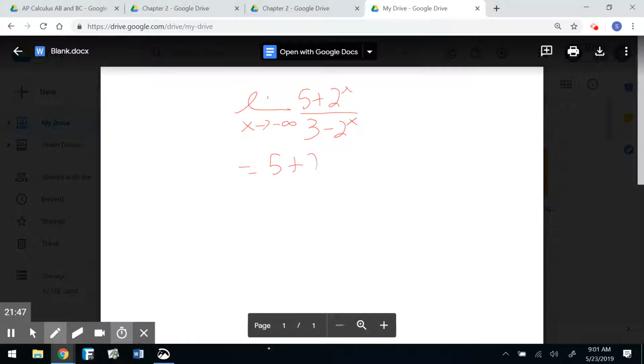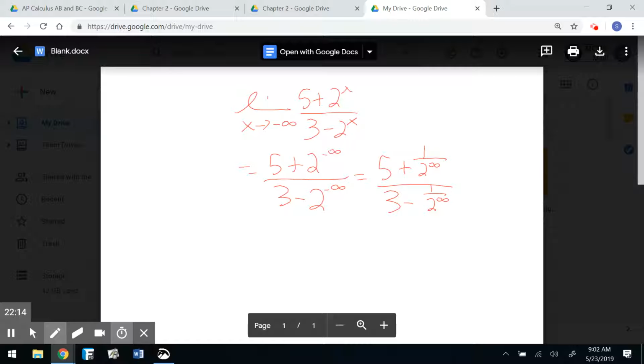5 plus 2 to the negative infinity, over 3 minus 2 to the negative infinity. What? Well, I better do some simplification first, because I don't like negative exponents. Since I don't like negative exponents, I always rewrite them. That means it's really 1 over 2 to the infinity, all over 3 minus 1 over 2 to the infinity, right? That's exactly what that means.